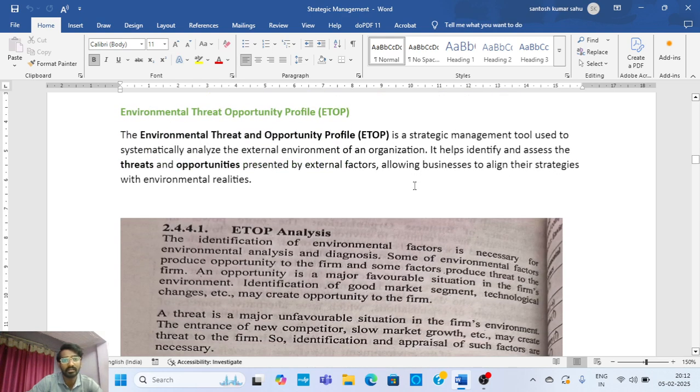Completely perfect. So let's discuss what it means and what the definition is. The environmental threat and opportunity profile, which means ETOP, this is the full form, is a strategic management tool used to systematically analyze the external environment of an organization.